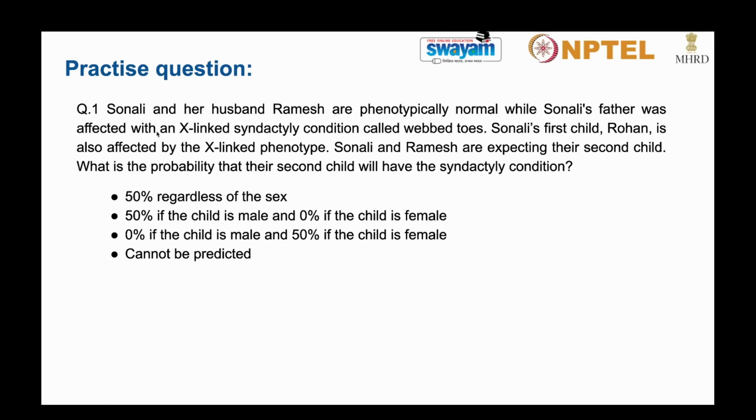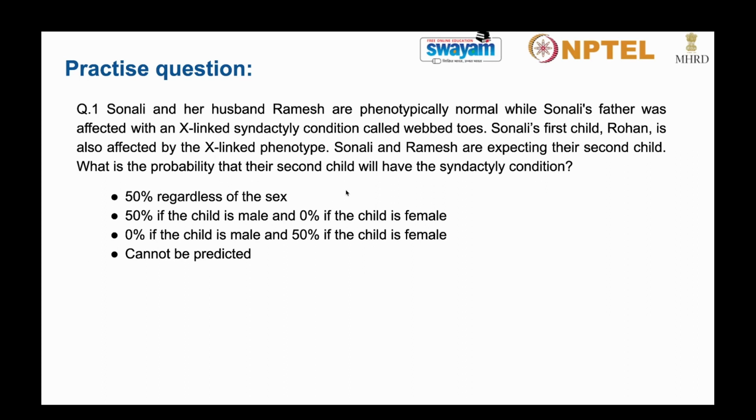So the question is that Sonali and her husband Ramesh are phenotypically normal, while Sonali's father was affected with an X-linked syndactyly condition called webbed toes. Sonali's first child, Rohan, is also affected by the X-linked phenotype. Sonali and Ramesh are expecting their second child. So what is the probability that this second child will have the syndactyly condition? These are the options.